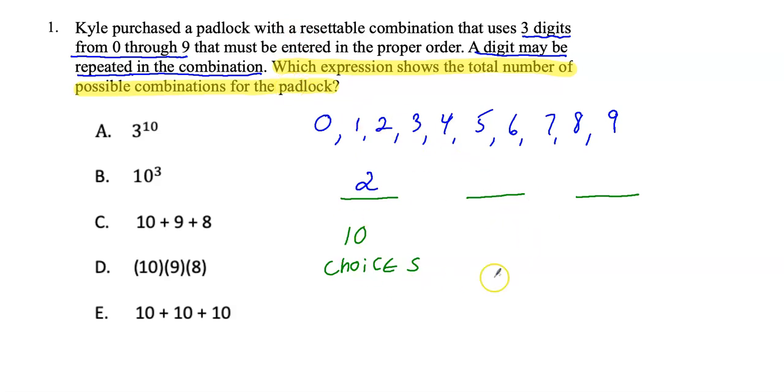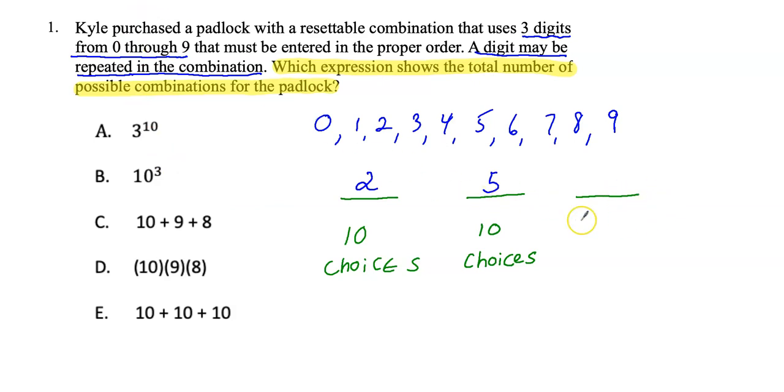Now, how many choices do I have for my second digit? Well, I still have a total of 10 digits to choose from. So 10 choices for the second digit. And you could put the 2 here again if you want to. I'll pick something else. Let's say I chose 5. Now, I don't cross out this 5 because a digit may be repeated in the combination. I could use the 5 again. So, keep that in mind when you're doing this.